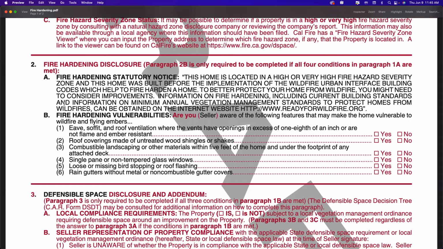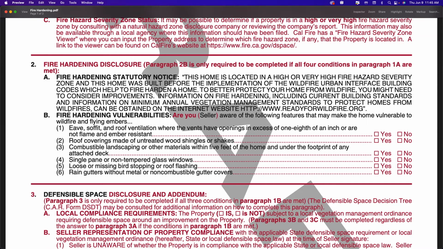Fire hardening, are you, the seller, aware of the following features that make the home vulnerable to wildfire and flying embers? Now, are you, the seller, aware? Just like any other disclosure that we have, are you aware? If you're not aware, then the answer is no. Eave, soffit, roof ventilation, the vents and openings in excess of 1/8 of an inch or are not flame or ember resistant.